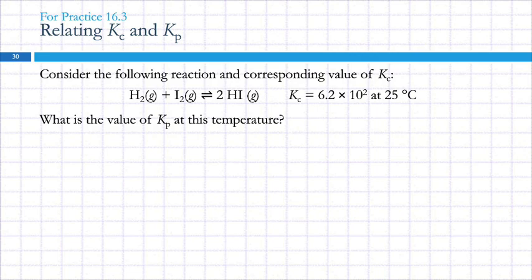So consider the following reaction and corresponding value of Kc. What is the value of Kp at this temperature? So we need our little equation. So Kp is equal to Kc times the quantity RT raised to the delta N. So what is delta N in this reaction? How many moles of gas products do I have? Two. And how many moles of gas reactants do I have? Two.